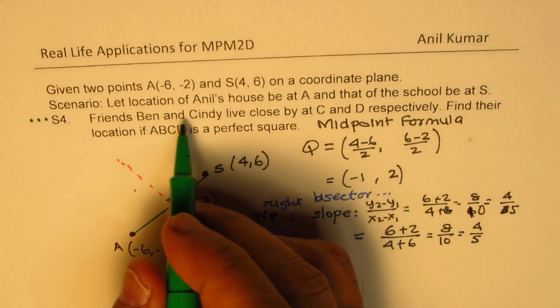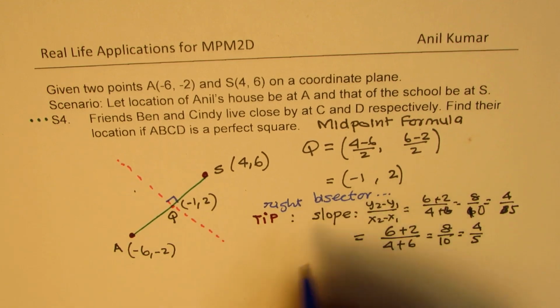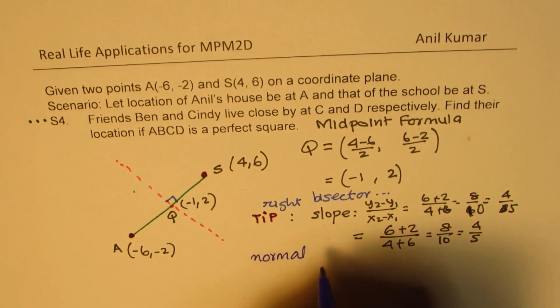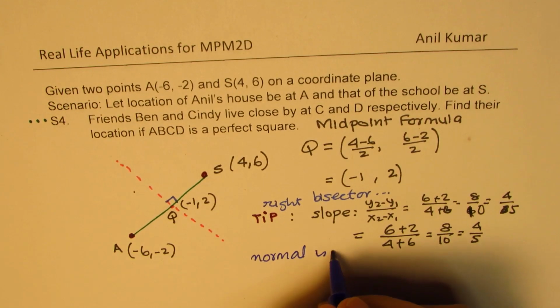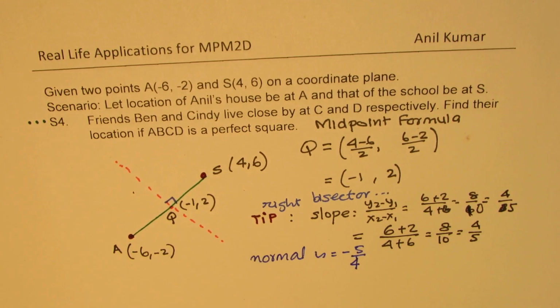But if you want C and D, which are placed on this line, you could do the negative reciprocal, right? So the normal is minus 5 over 4. Is that clear to you? So normal is minus 5 over 4.